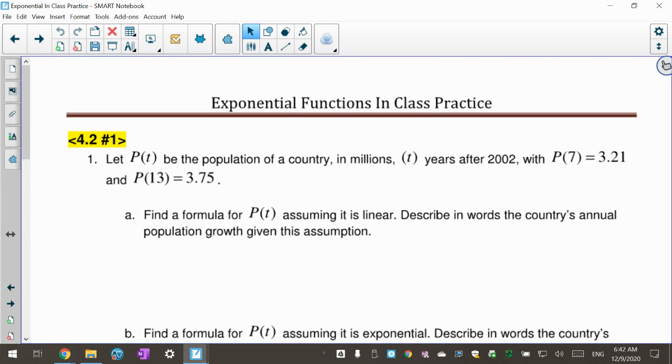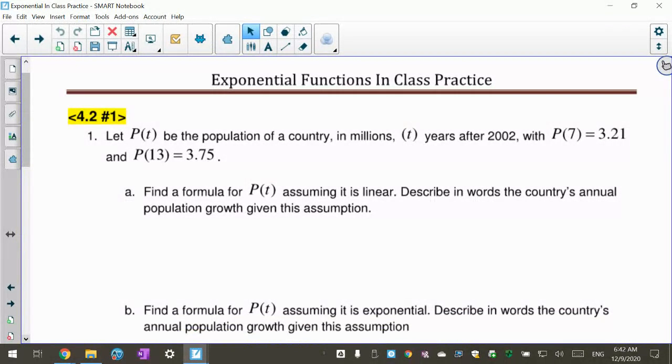Okay, this video is for our exponential functions in class practice 4.2 number 1. We start comparing linear and exponential functions and coming up with formulas. So the first one says, let P of t be the population of a country in millions. So this is important that you underlined everything you have. So the P of t is the population and it's in millions.